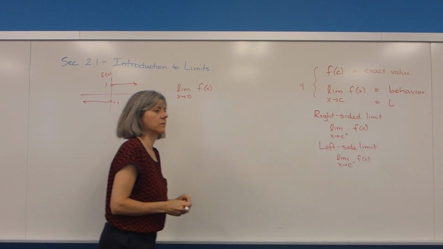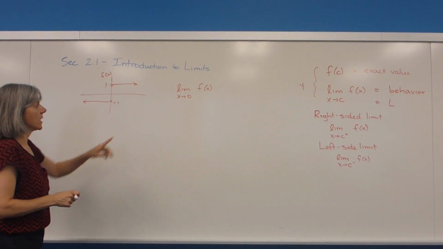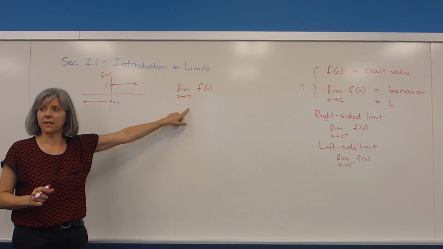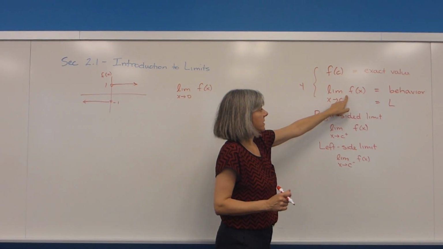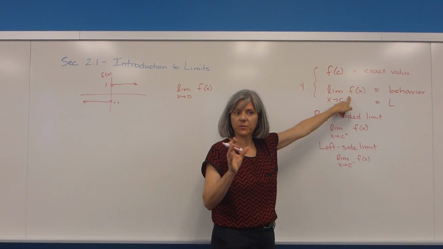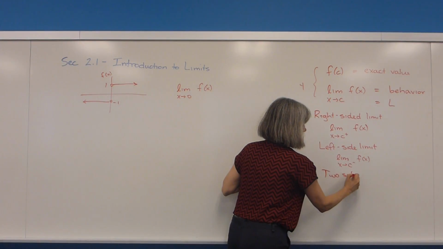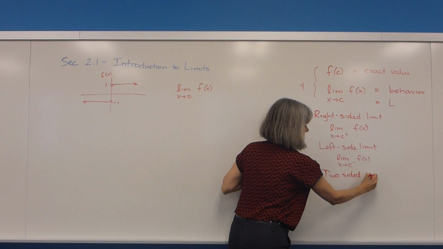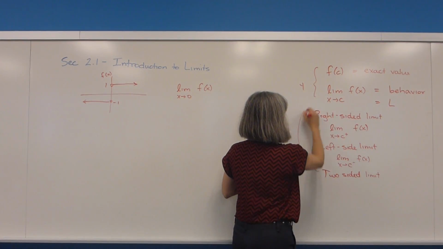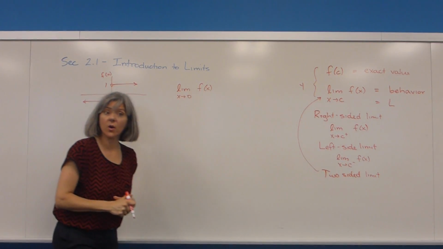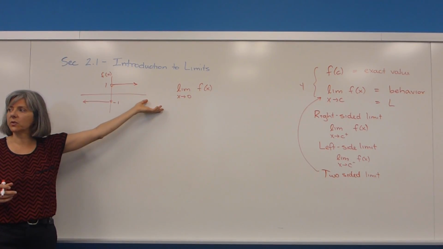For that one though, wouldn't it be from both sides because you're not illustrating plus or minus? Correct. So this is a two-sided limit. So two-sided limits have no plus or minus on it, right and left side. It's this one. Okay, so let's look at this. I can't answer the two-sided limit.